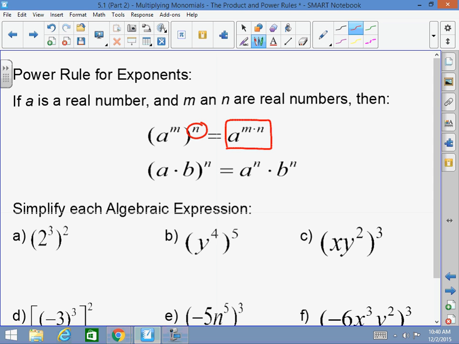If within the parentheses I have a times b raised to the n power, I'm going to literally, there's an invisible exponent of 1 here on the a and an invisible exponent of 1 here on the b. I'm going to literally distribute the n to the 1 and to this one. So therefore I have a to the n times b to the n. So I will distribute that outside exponent to all of the exponents inside of that parentheses. It's literally that easy.